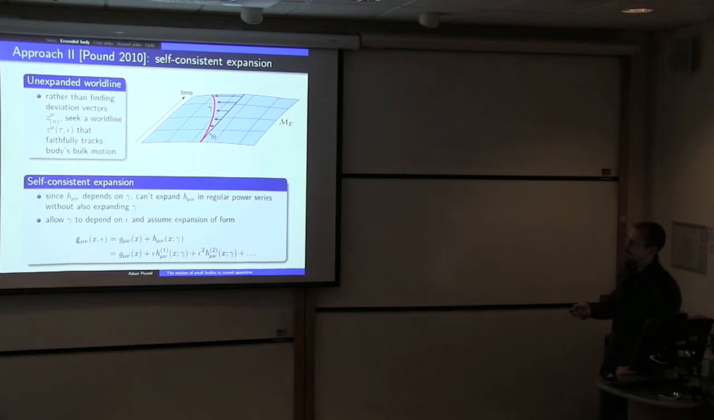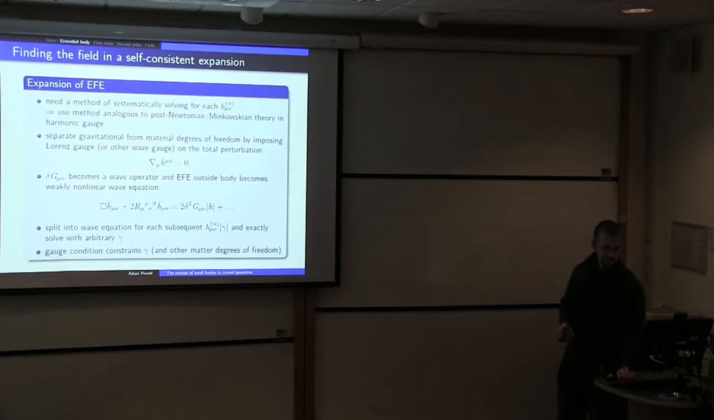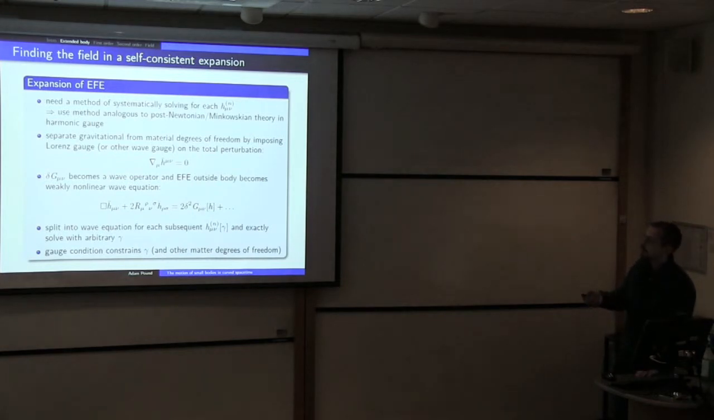The way I do this is I take this perturbation and I expand it in powers of epsilon, but each of the coefficients is allowed to be a functional of the unexpanded world line. So each of the coefficients is allowed to depend on epsilon. Then we need a practical way of finding those coefficients, or defining them and then finding them. The method I use is adopted from post-Newtonian and post-Minkowskian theory in the harmonic gauge.